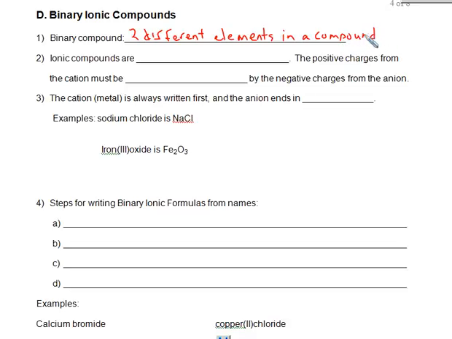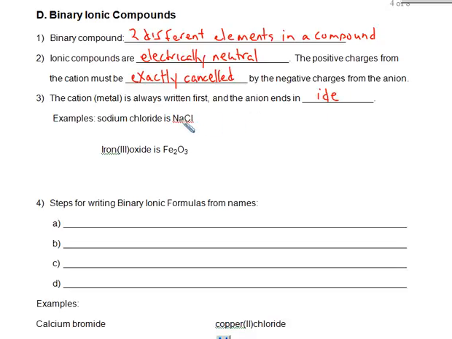And we're going to look at ionic compounds first. Ionic compounds are electrically neutral. And what that means is that the positive charges from the cations have to be exactly canceled by the charges from the anions. When we write formulas for binary ionic compounds, the cation metal is always written first, and the anion's name is going to end in IDE.